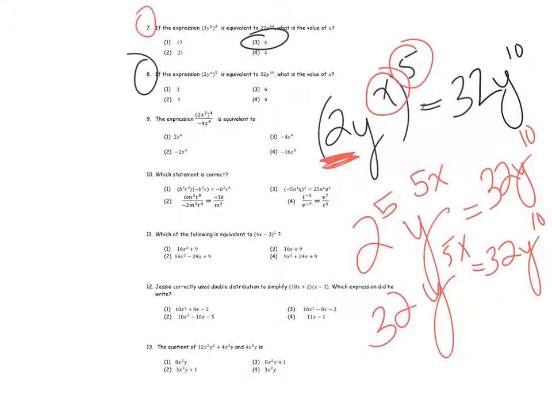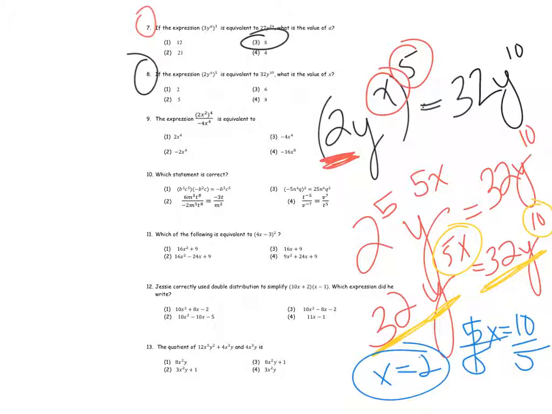Well, again, if these two things are equivalent, my 32's match up, my y's match up. The only thing I need to match up still is my 5x and my 10. So I'm going to set 5x equal to 10. When I solve for x, I get 2. Okay? And that is answer choice 1.